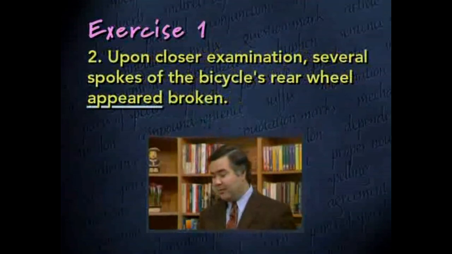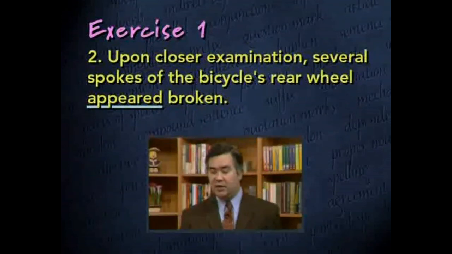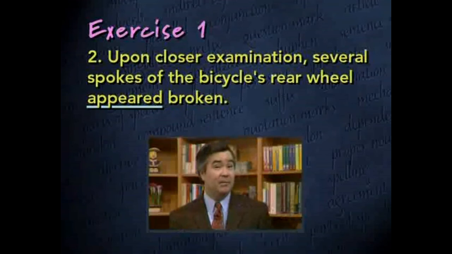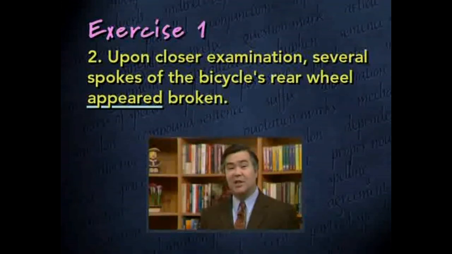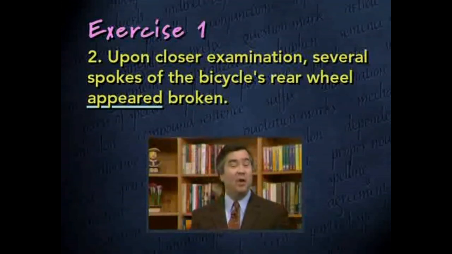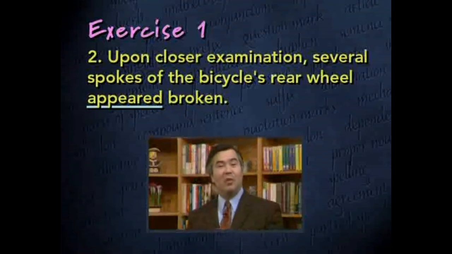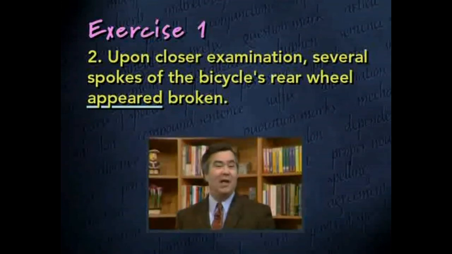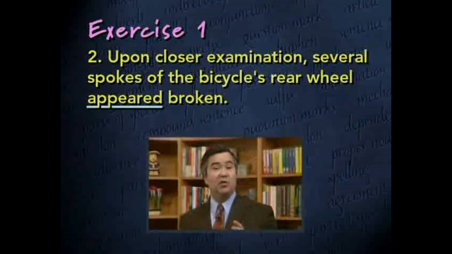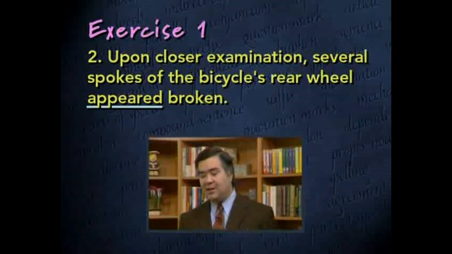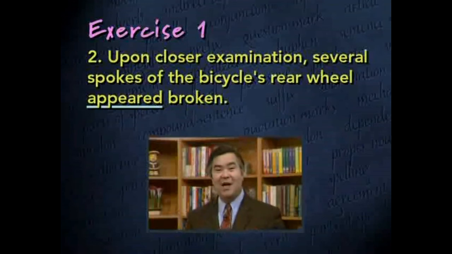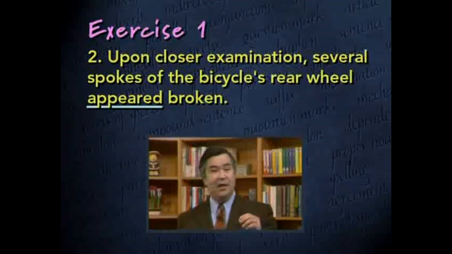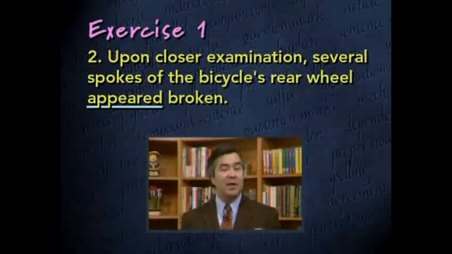Let's look at the next example. Upon closer examination, several spokes of the bicycle's rear wheel appeared broken. In this sentence, the verb appeared is underlined. Let's begin by asking, what's the subject of the verb appeared? The answer is the word spokes. Don't be misled by the fact that several words come between the word spokes and the word appeared. It's the spokes that appeared broken. What kind of spokes? The spokes of the bicycle's rear wheel. So that prepositional phrase, of the bicycle's rear wheel, simply modifies or gives more information about the spokes. That's not where the actual subject of the verb appears. The subject is spokes. So the spokes appeared broken.